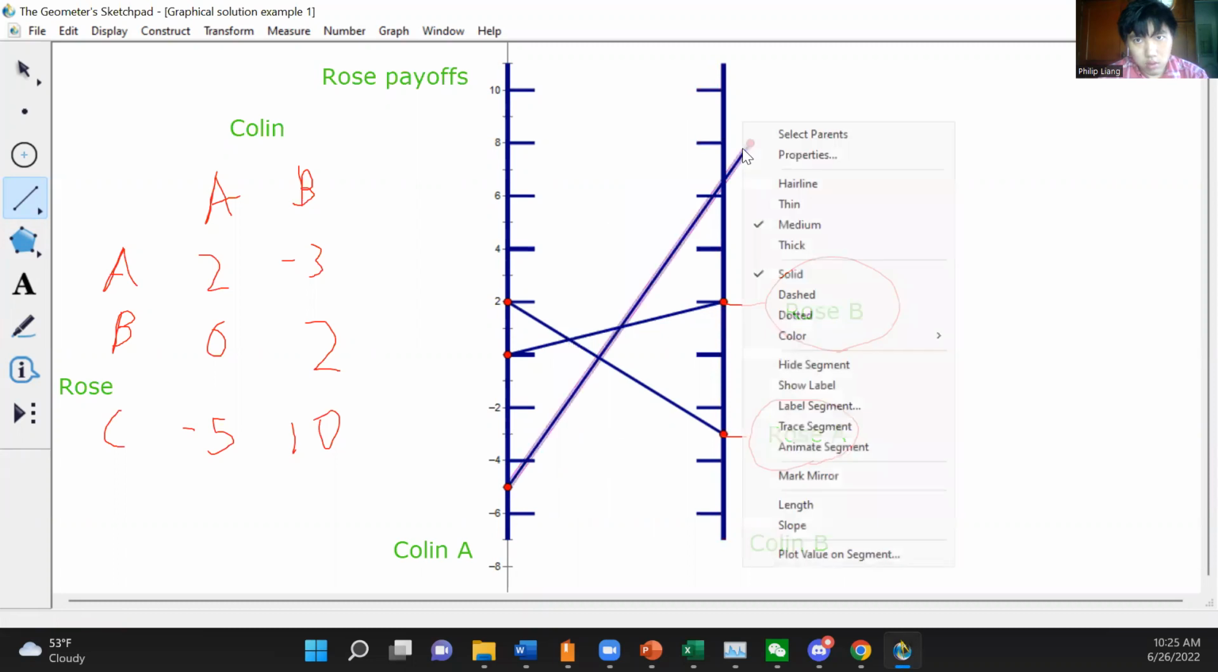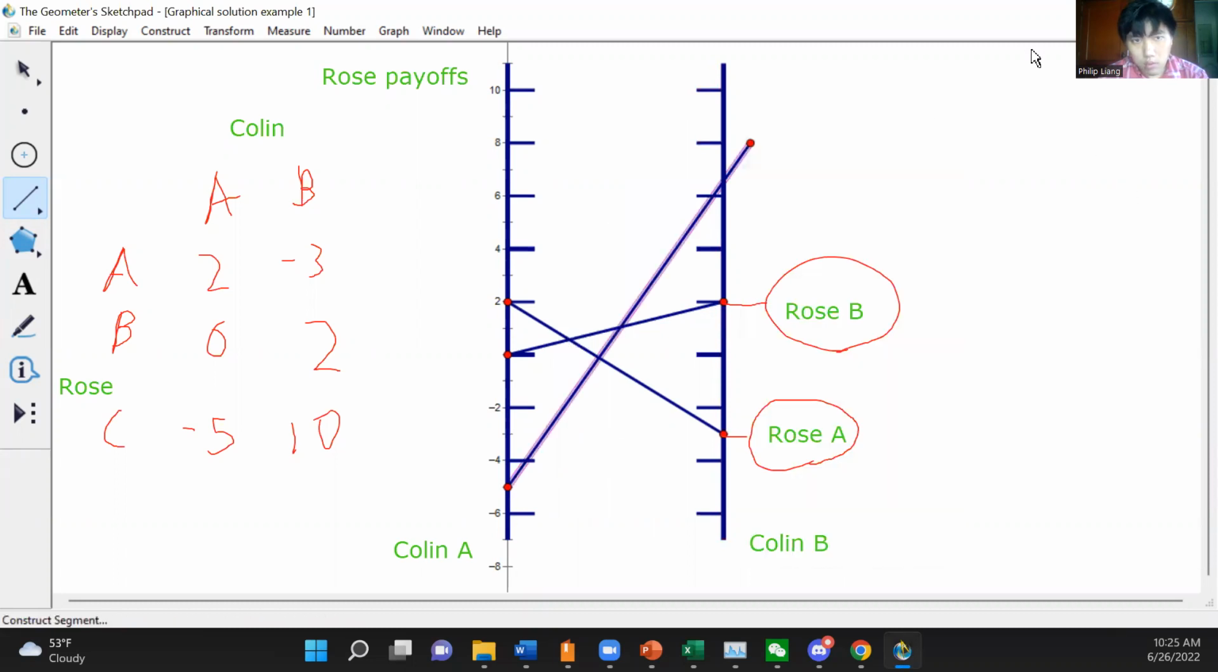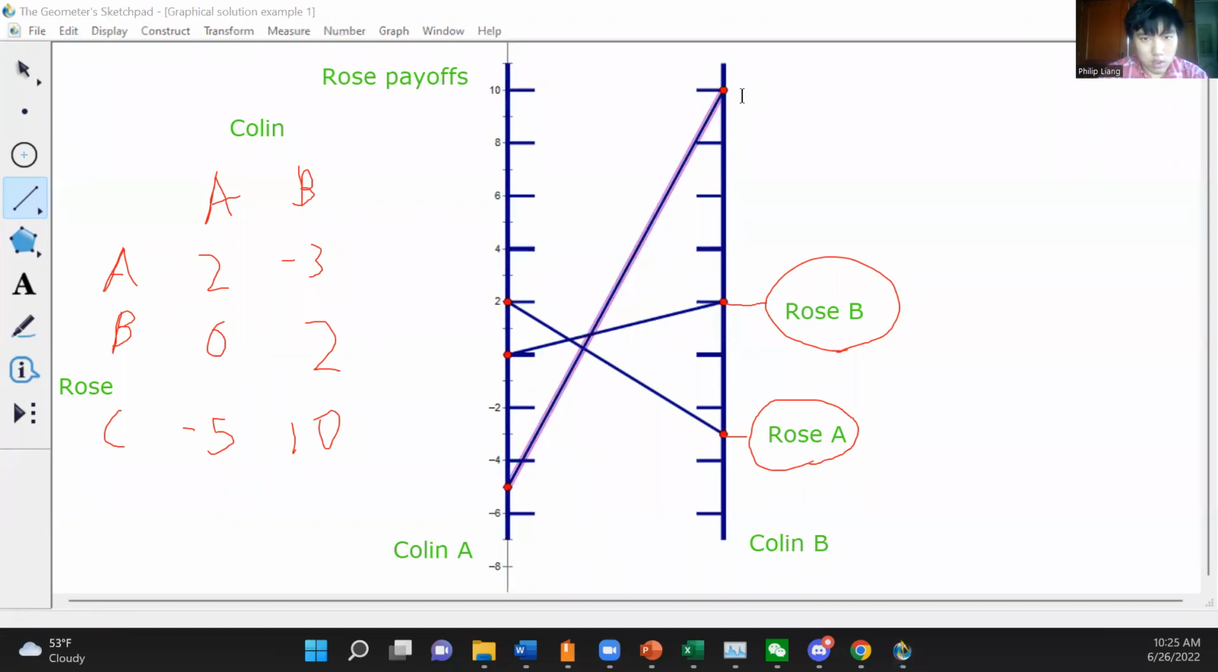And Rose C ranges from -5 if column plays A to 10 if column plays B. Let's get this toolbar out of the way so I can make this line more accurate. This is Rose C.